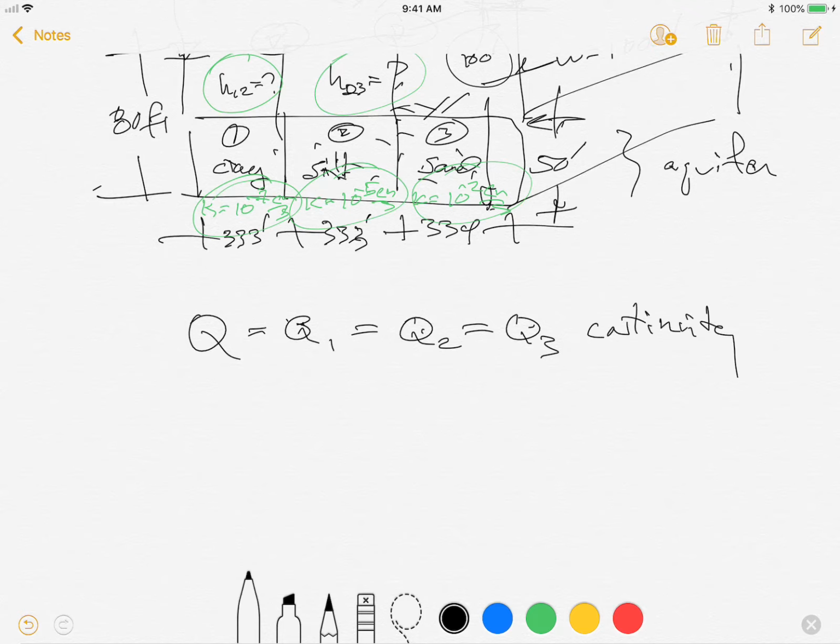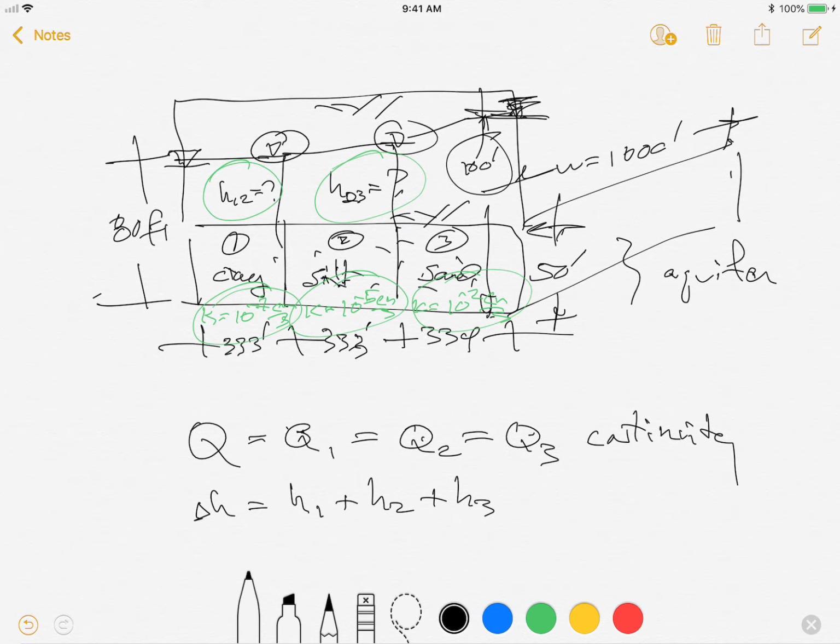Okay. The second idea that we're going to use is energy drop. We're going to say that the total energy drop is equal to the energy drop through 1 plus the energy drop through 2 plus the energy drop through 3. So the difference between here and here is going to be H1, H2, H3. We can get hung up with all the symbology, but really we're just trying to understand this basic idea. So this is energy.